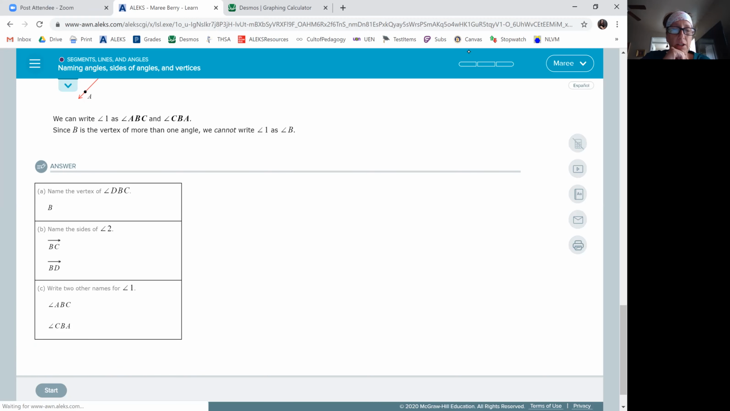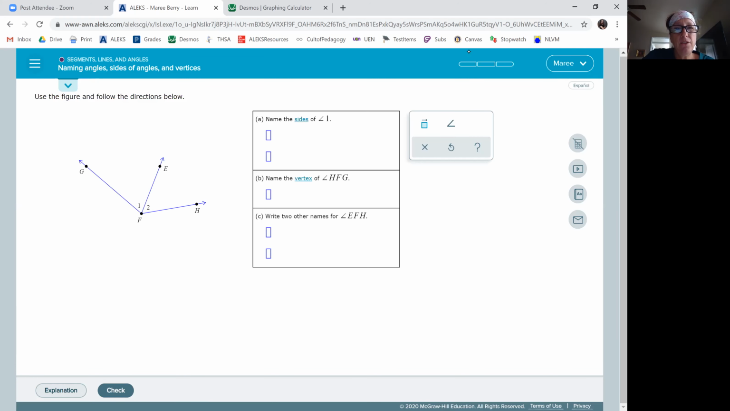Let's go ahead and look at what we got here. We're going to name the sides of angle 1. So we're only looking at angle 1. We have to get our eyeballs to just look at angle 1. The vertex is F. So we're going to start with F and we need the little ray on it. It's going to be FG. Did you know that you don't have to use the shift button? It will automatically go in capital letters when you type in. And then the next one is FE.